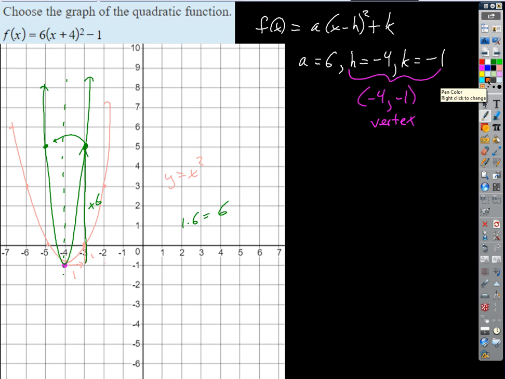And so this line right here that goes through the vertex, that's what we call the axis of symmetry. So anytime we get a point on the right side of that, we can just immediately reflect it over and get a free point on the left, or vice versa, right? So this point right here, we know that if we went over 1 and up 6, we'll just go back 1 and up 6, get another point. Okay? Other questions?